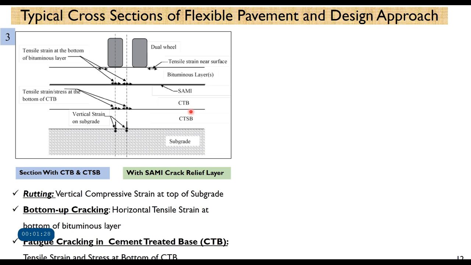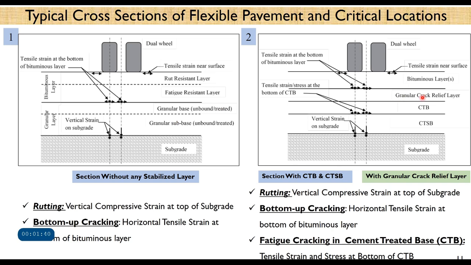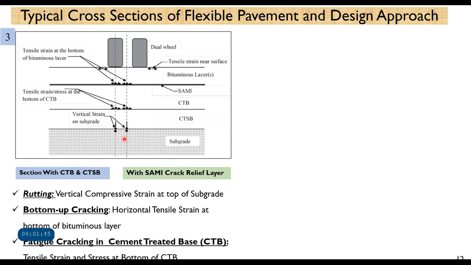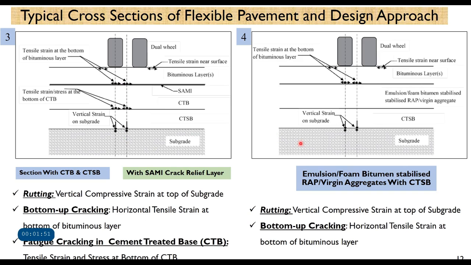When you have a cross section where CTB and CTSB are used, but rather than providing the granular crack relief layer you are providing the SAMI layer, then also the condition remains the same. All three conditions are critical conditions. When you have emulsion or foam bitumen stabilized base, then in that case the critical conditions are only two: the vertical strain on subgrade and the tensile strain at the bottom of the bituminous layer.